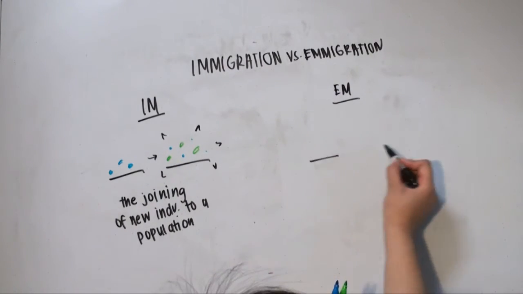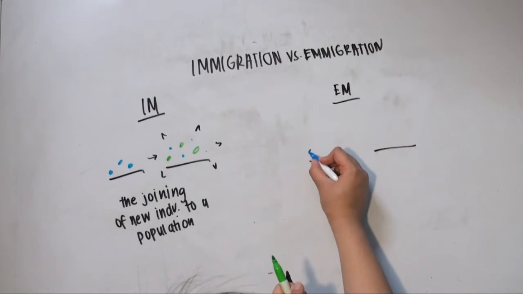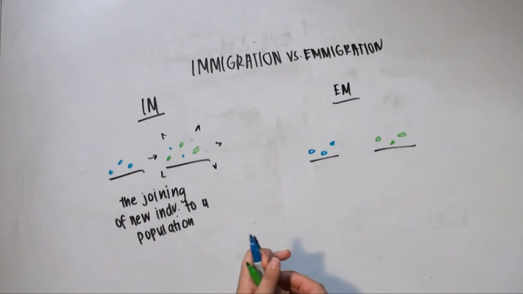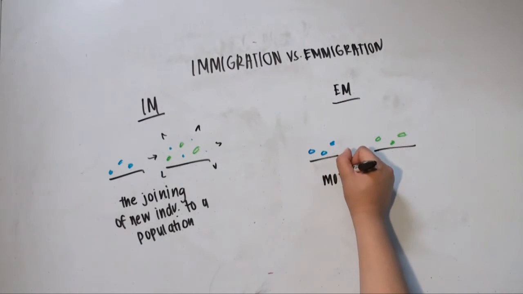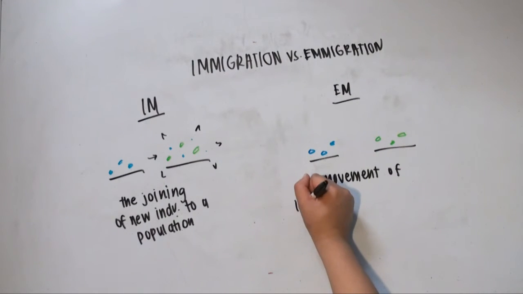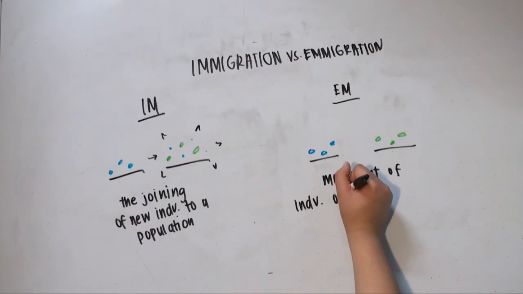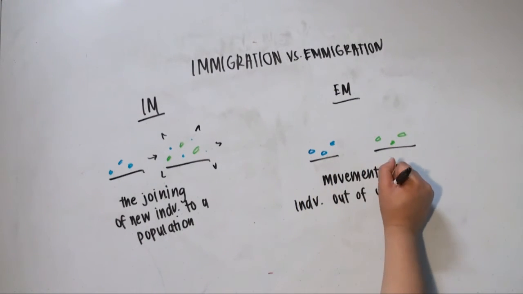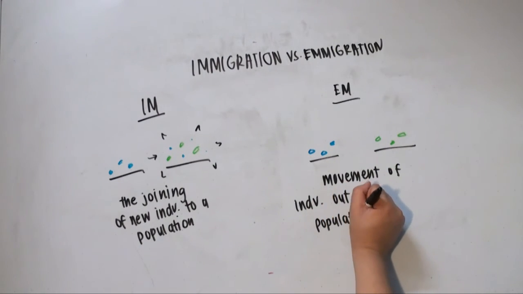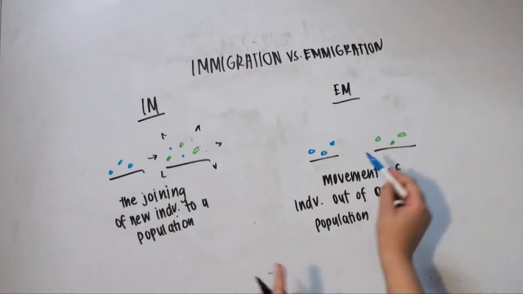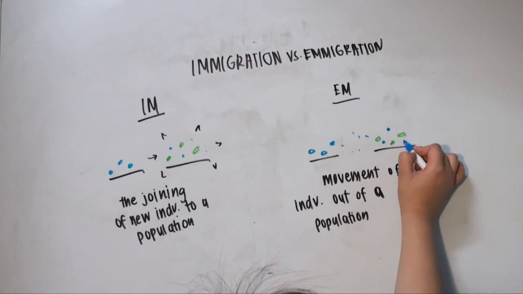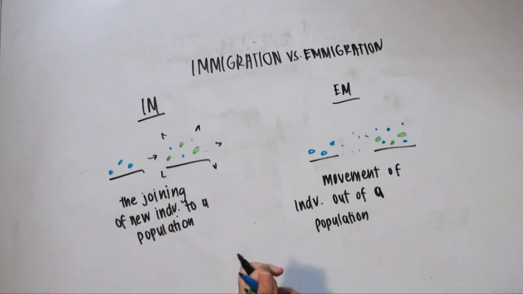For emigration, again, we're going to have our 2 populations of our blues and our greens. Emigration is the actual movement. So the movement of the blues into the greens is what is emigration with an E. So we're going to have our blues in a little bit come over and join the greens. So look, now they're going to move into the green. That is what emigration is.